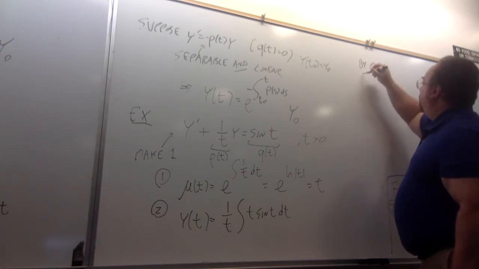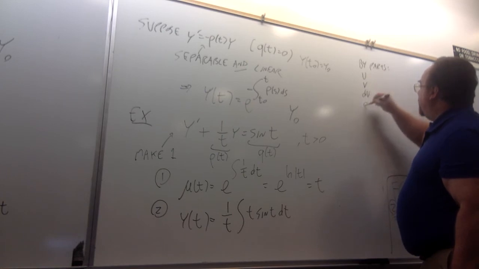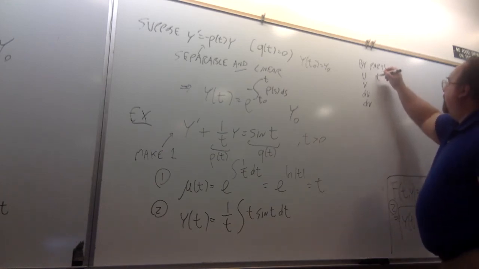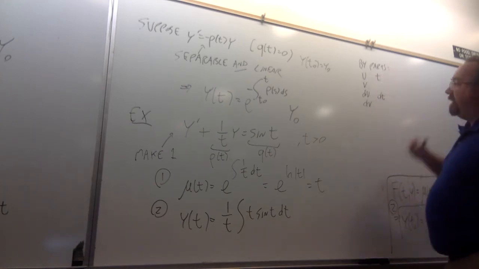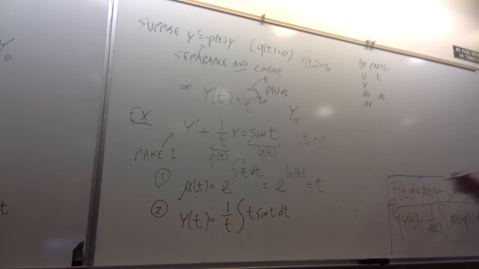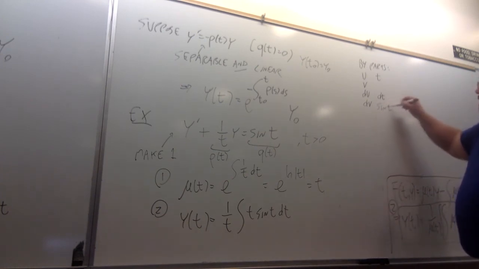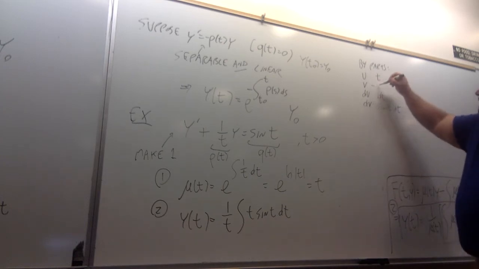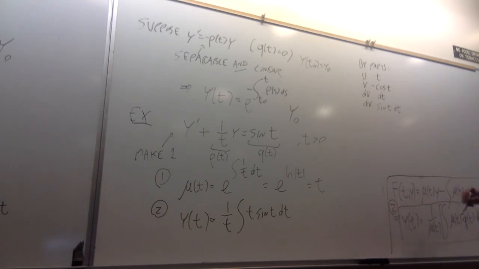All right, so I'll just make a chart, a table: u, v, du, and dv. So u is whatever power of t you have, so du is just dt. Everything else goes into the dv, so that is sine t dt. And then you have to anti-differentiate that to get the v, which is what? Negative cosine. Negative cosine. Yeah. Okay.